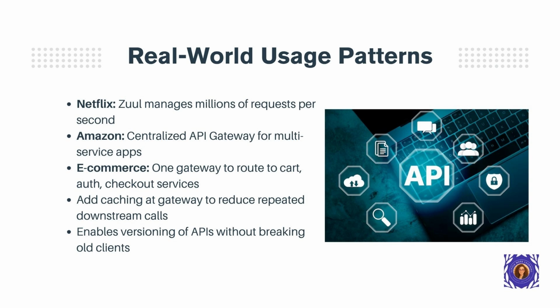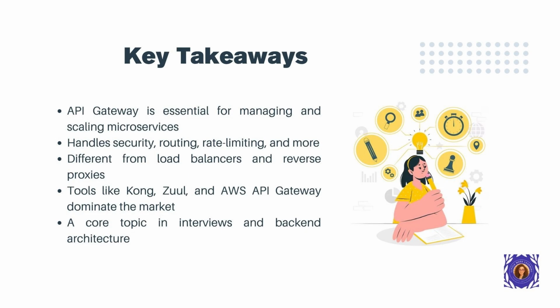They also play a crucial role in enabling API versioning. By handling routing based on API versions, gateways allow you to evolve your backend services without immediately breaking compatibility with older client applications. To summarize our discussion on API gateways, an API gateway is an essential component for effectively managing, securing, and scaling complex microservices architectures. It centralizes critical functionalities like security, authentication, authorization, intelligent routing, rate limiting, data transformation, and response aggregation.